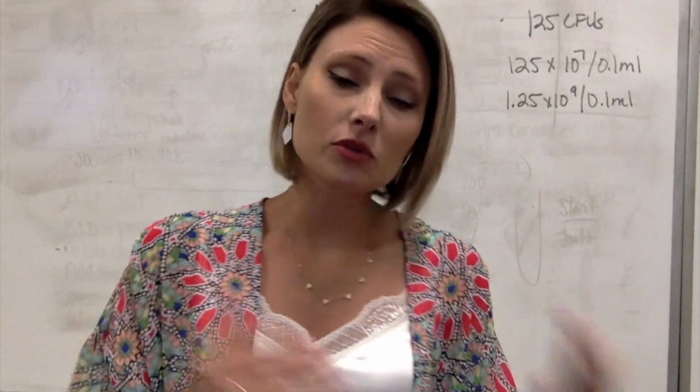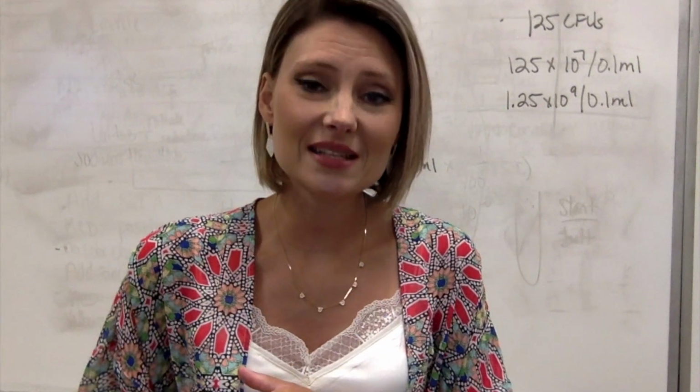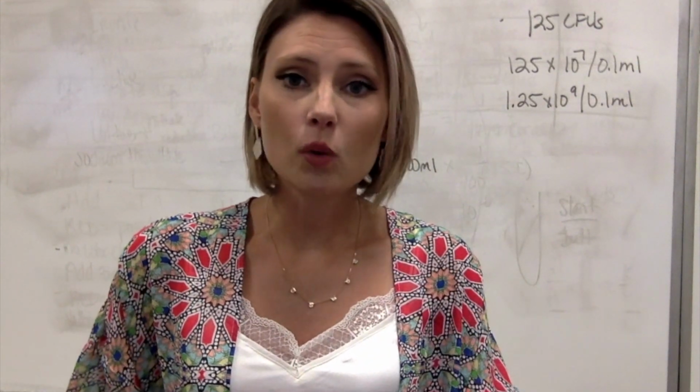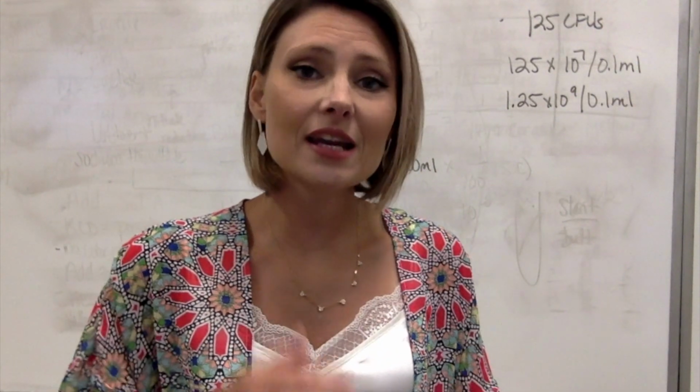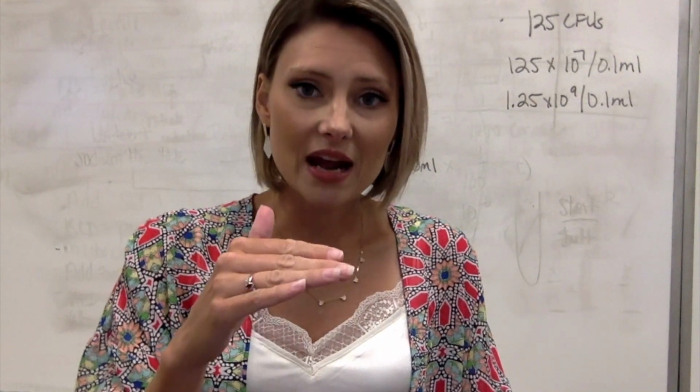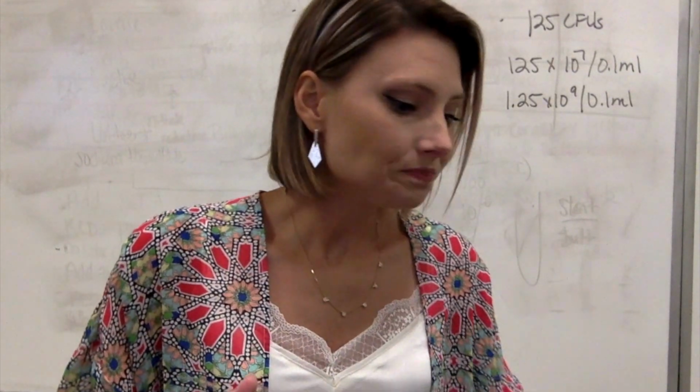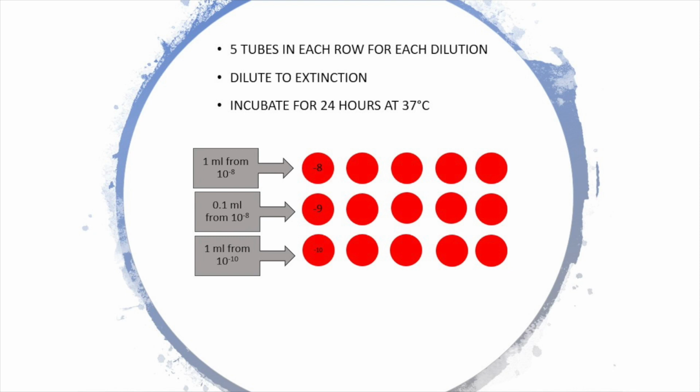So that's why whenever I was doing my dilutions, I went all the way to 10 to the negative 10. And so that's what I'm going to use for my MPN. So that's going to be the last dilution that I do for the MPN. So for my setup for my MPN, this is my 10 to the negative 8 row, 10 to the negative 9 row, and 10 to the negative 10 row.